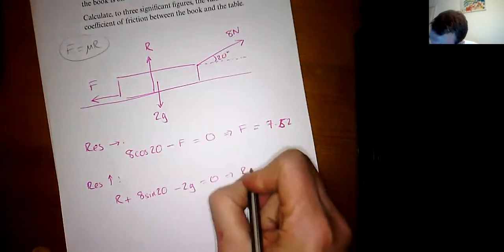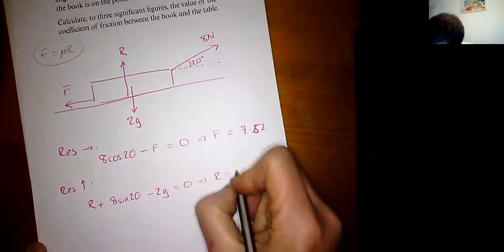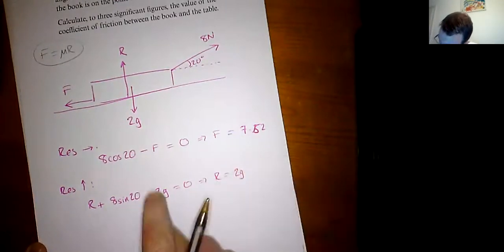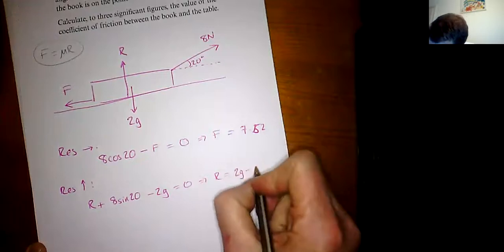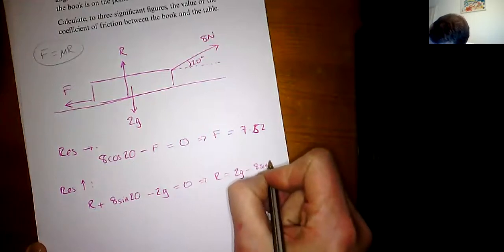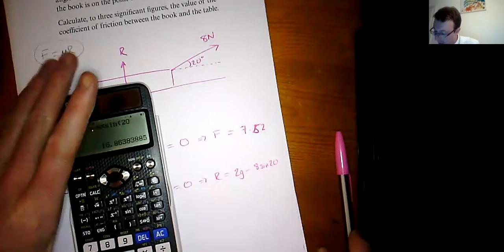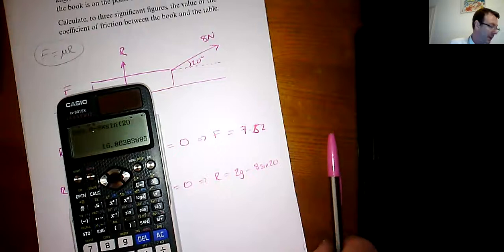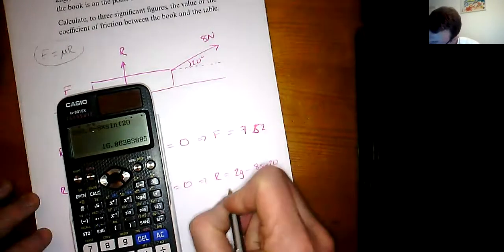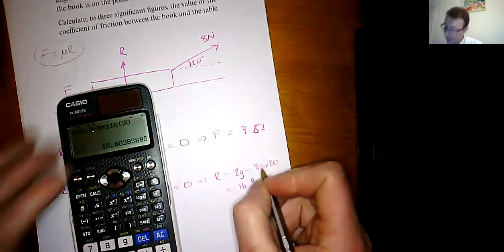So then R equals, I'm going to move them over. I'm going to be careful with the minus signs here. It's minus signs that do you in. So R equals 2g minus 8 sin 20. Let's work that out. 2 times 9.8, take away 8 times sin 20 equals 16.86. I'm going to write 16.9, 3 significant figures.